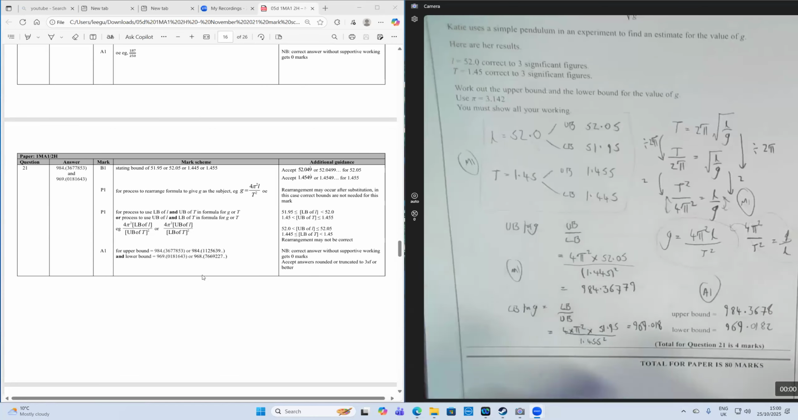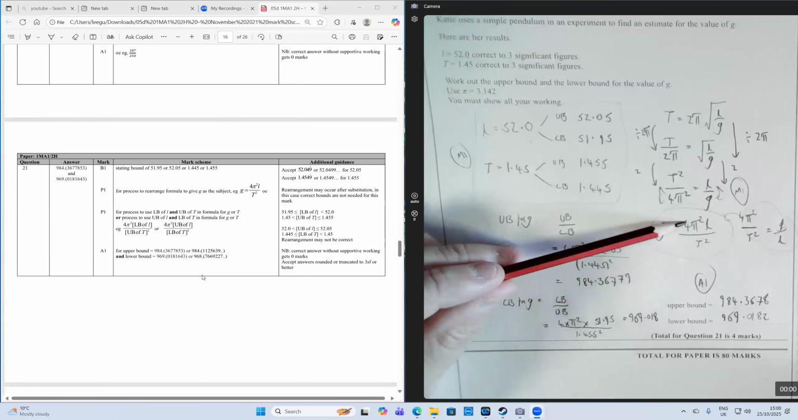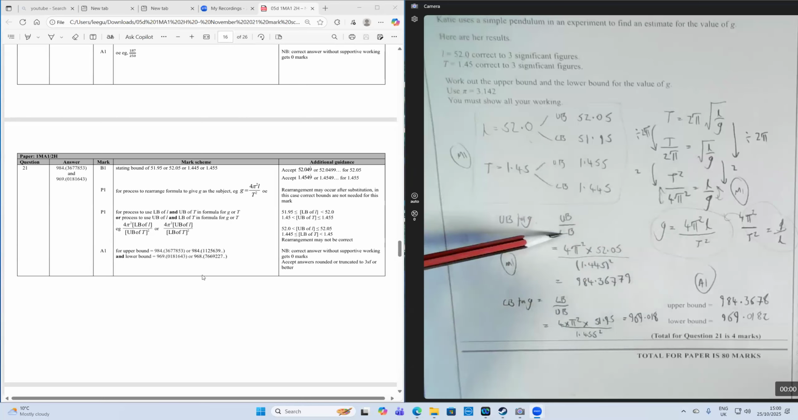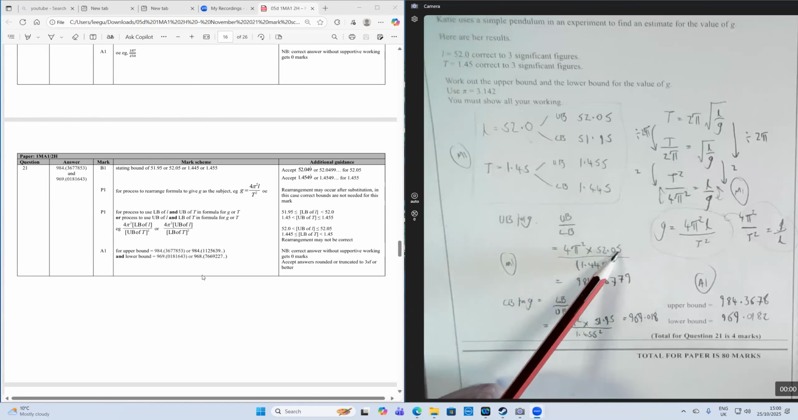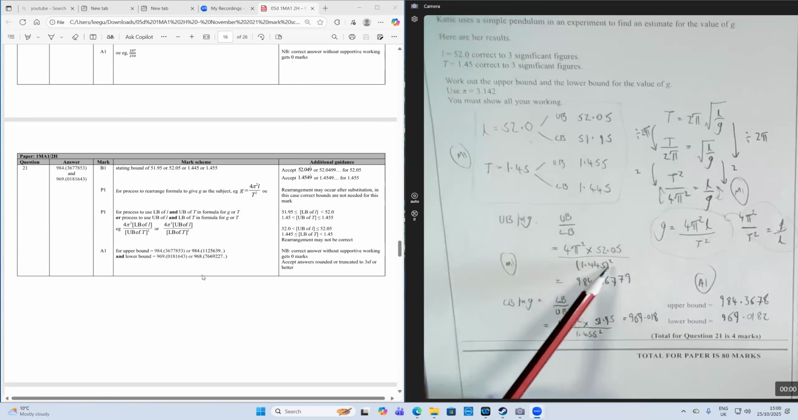Now, in order to find the upper bound for a quotient, we need to have the smallest thing in the denominator. And the thing that helped me when I was learning this is when you divide by a smaller number, you get a bigger answer. So when you have a quotient like this, a fraction, and you want to get the biggest bound, you need to have the smallest on the bottom and the biggest in the numerator. So that's how we're going to get an upper bound for a quotient like that. So we just put in the upper bound for the value of L, which is our 52.05. We put in the lower bound for our value of T, which was 1.445. Put that in, and that gives us our upper bound, which goes here.